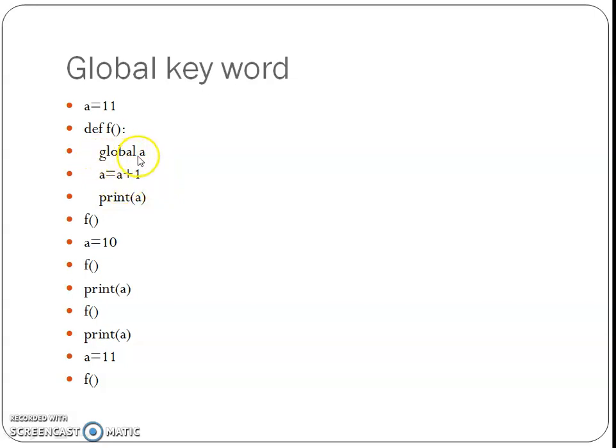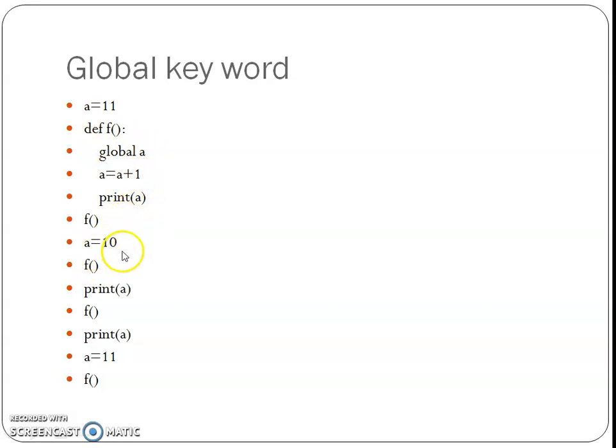So global a is required here to indicate to this function that a is globally defined, and on that particular value we have to increase. So this a is increasing from 11 to 12. Now if you call this function f, it will take the value of 11, change it to 12, and this print will give 12 as an output.